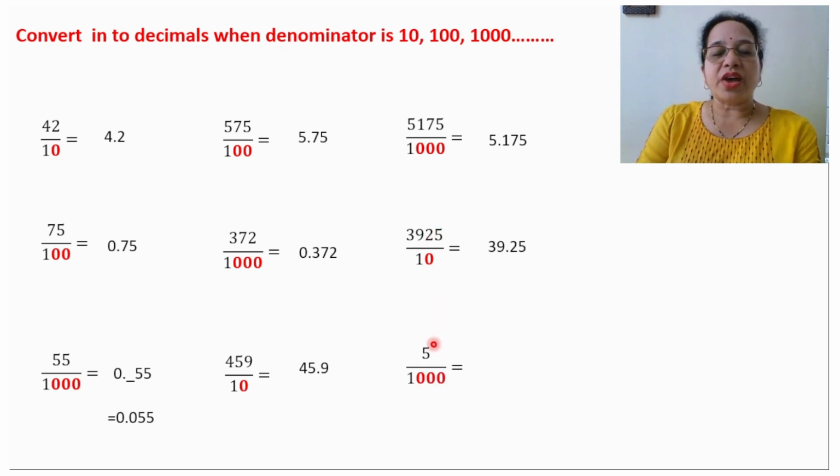Now next one is 5 upon 1000. Three zeros are there, so we need to leave three places. So one digit is there, two empty places will be there, and then we will put decimal over here. So like this, 0 point, empty places and 5, and here no number is there. It means we always write 0 in maths. So 0.005.